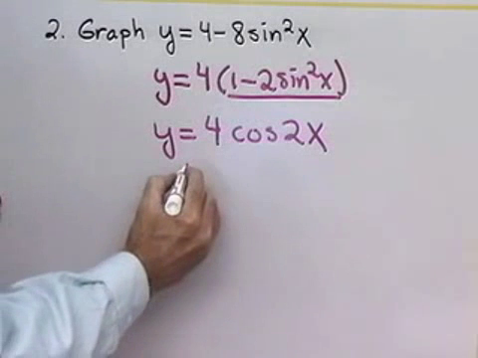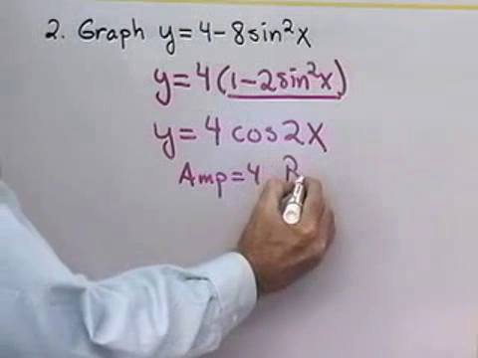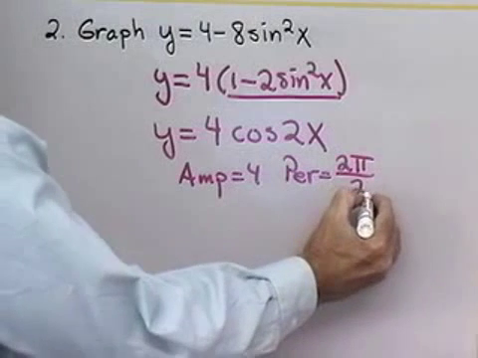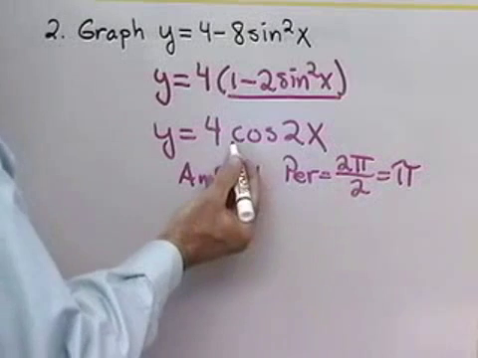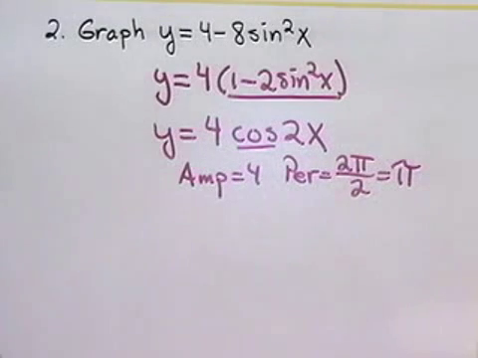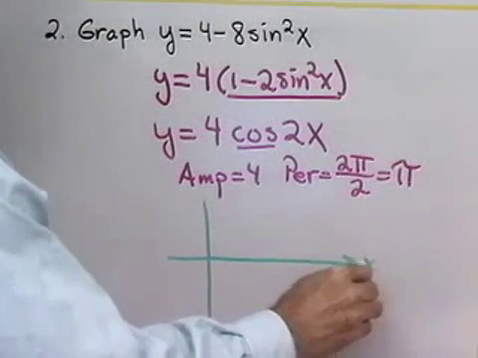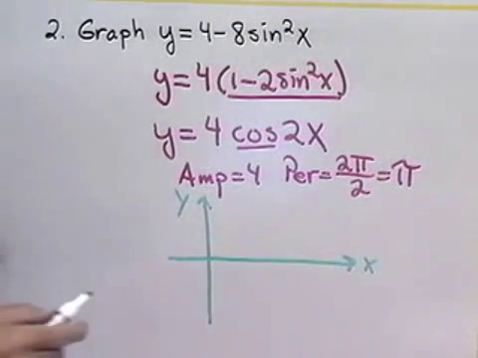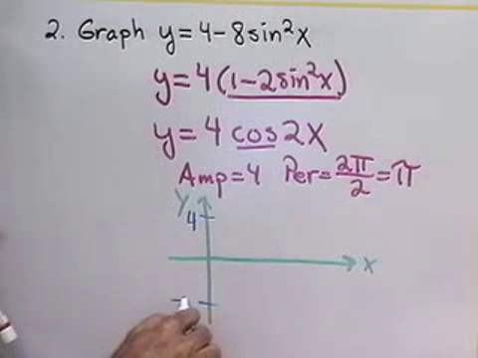So it looks like I have a graph with an amplitude of 4 and a period of 2 pi divided by 2, which is just pi. No phase shift, it's not reflected, and it's a cosine curve. So let's see if I can sketch the graph of that real quickly. So I'll just draw a little coordinate system here. Here's x, here's y. And let's see, I want to have an amplitude of 4, so I'll simply label this as 4 on the y-axis and this as negative 4.